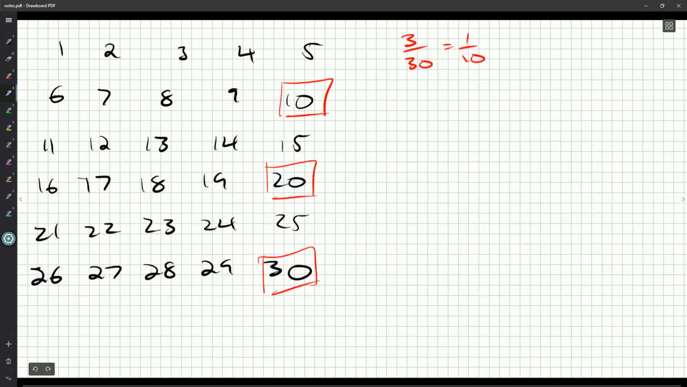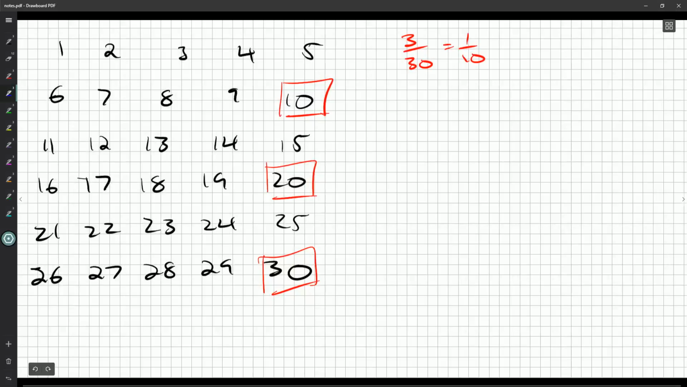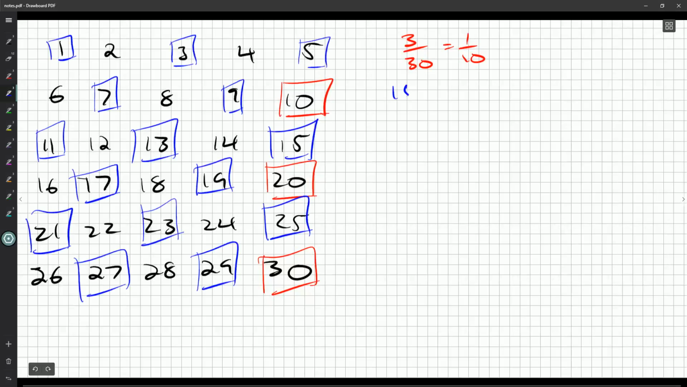Okay. What was B? Was B the odd one? Yes. Selects a ball whose number is odd. Well, there's a lot of odd numbers. In fact, half of the numbers are odd, because half of the numbers are even, and the odd numbers are the other numbers. You don't have to write all this stuff out and do what I'm doing. You can just say, well, half of the numbers should be odd. So there's 15 of them, half of them, so probability of 1/2.